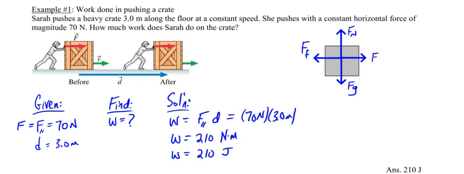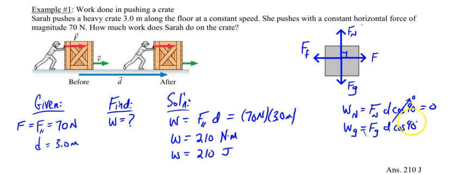If we were to calculate the work done by the normal force, which I'll label W sub n, that would be equal to the normal force multiplied by the displacement multiplied by the cosine of the angle between the normal force and the displacement, which is actually 90 degrees. And the cos of 90 degrees is 0. So there's no work being done by the normal force. Also, if you calculate the work done by the force of gravity, or the weight of the box, times d times the cosine of also 90, that would also yield no work being done.